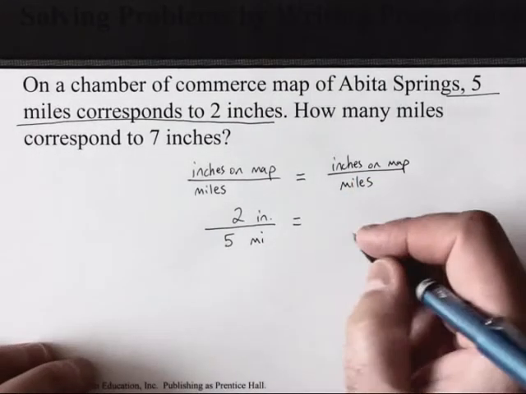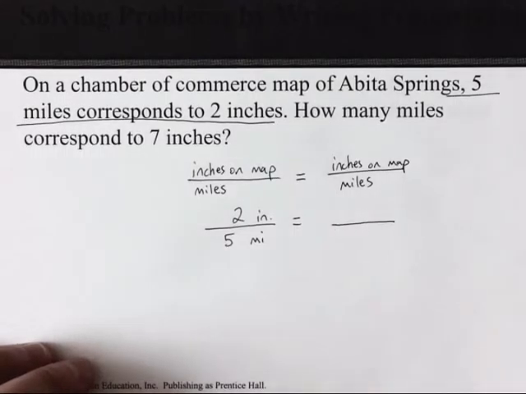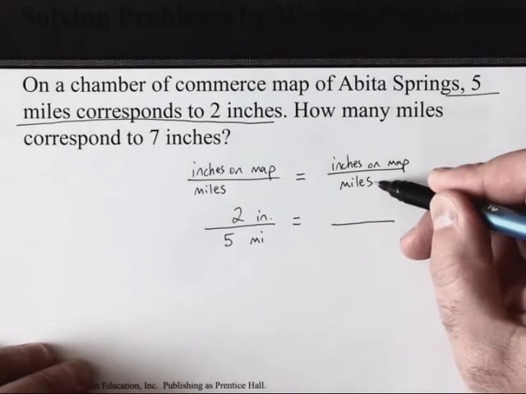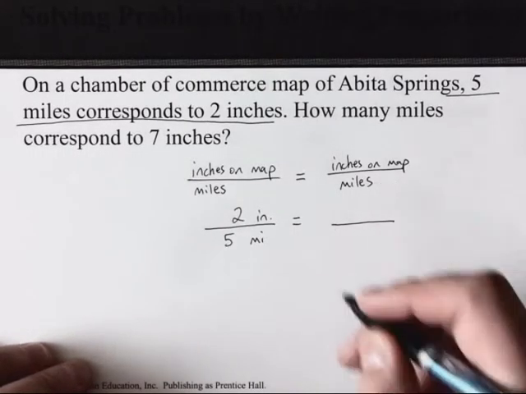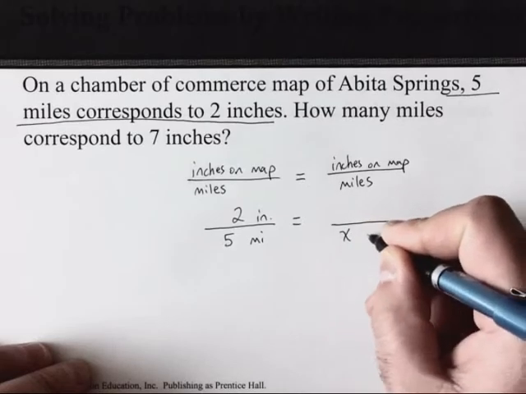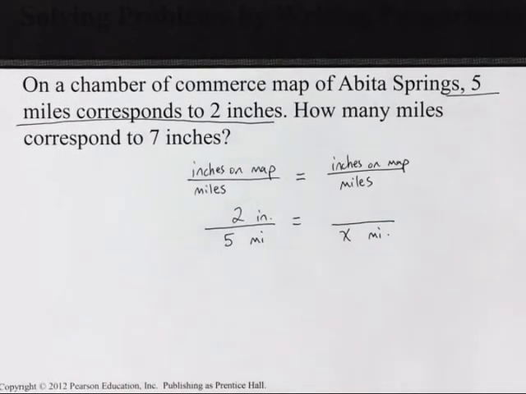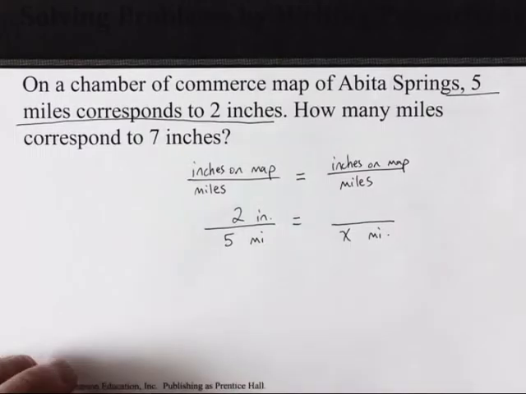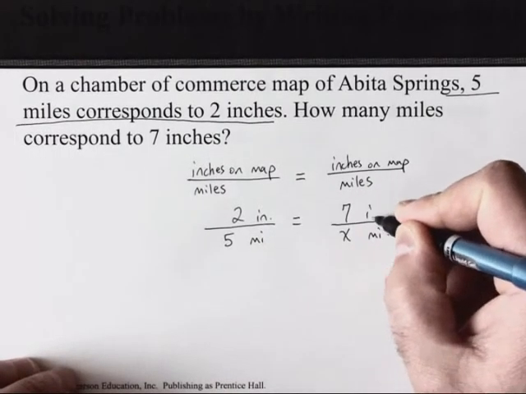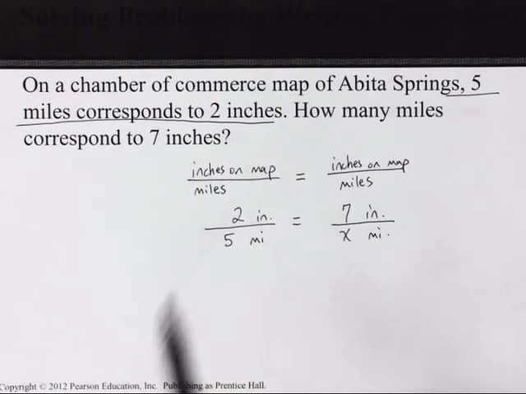And on the other ratio on the right hand side, how many miles? So the miles here is going to be unknown. So anytime we have something unknown, we can represent that with a variable. So x miles corresponds to 7 inches on the map. Notice that I'm keeping my units consistent here. So now I just want to solve this for the missing variable, which in this case is x.